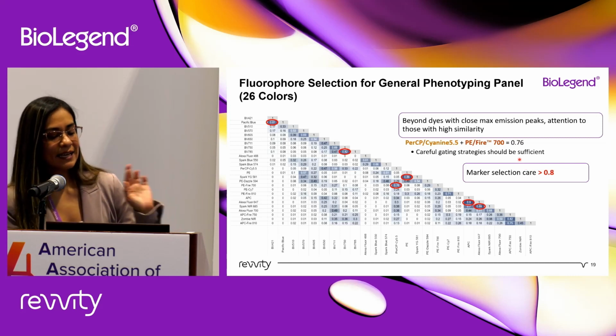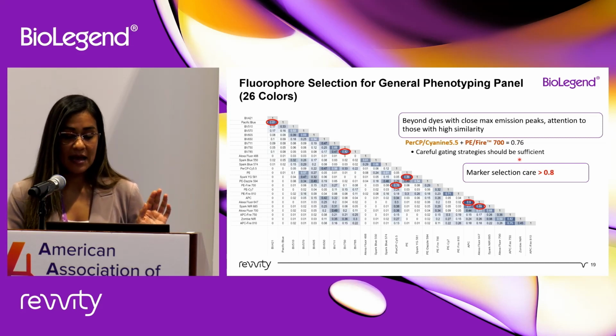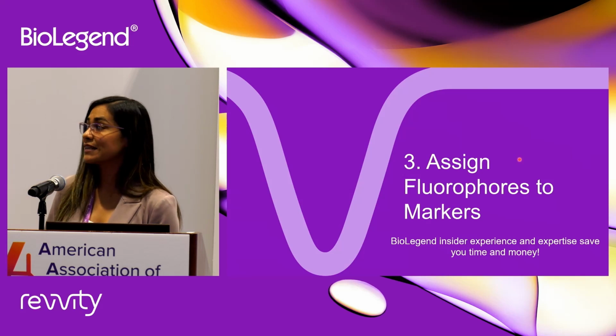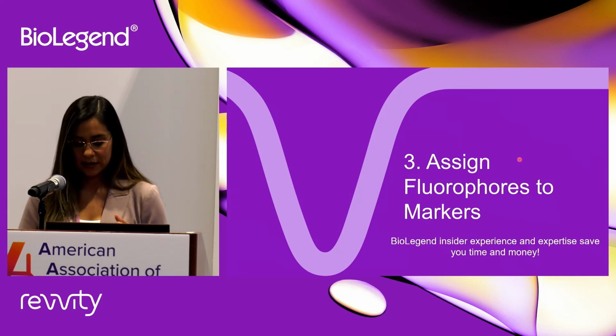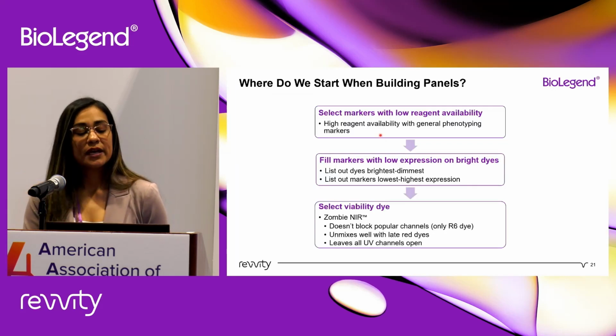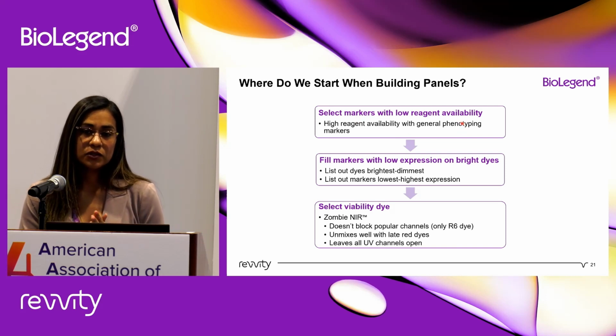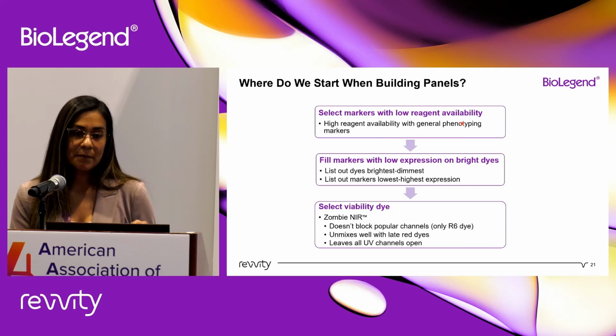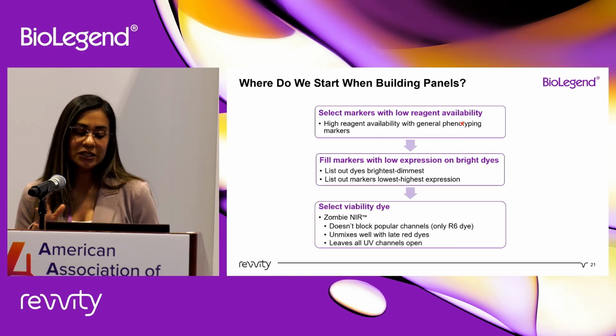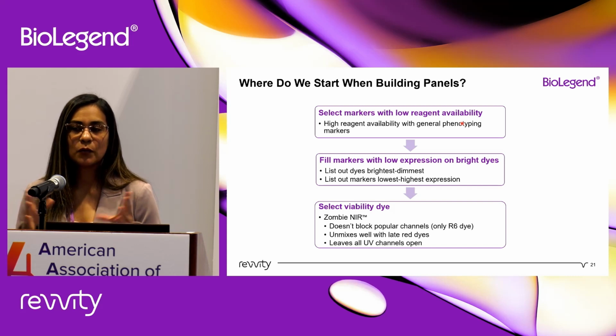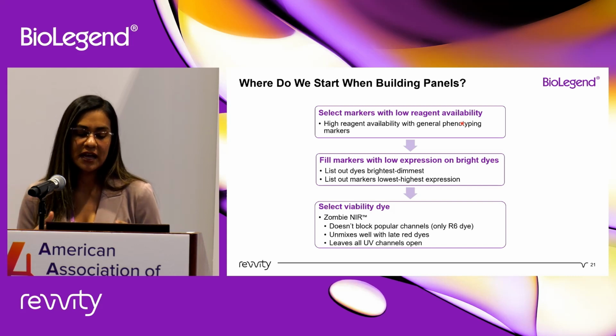And for those markers where the similarity index is higher than 0.8, we have to be very careful on how we assign the dyes for those, or the markers for those dyes. And once that we have selected the markers, now let's move to the next step, that is assigning the fluorophores to those markers. Here we normally start with low reagent availability, so we want to assign those first. But in this particular example, the human general phenotyping doesn't have that problem because all the markers that we have selected, they have high reagent availability.